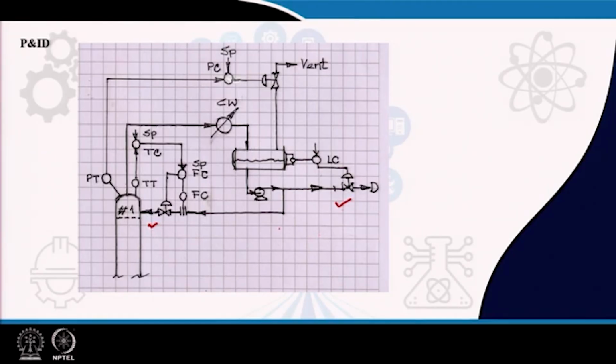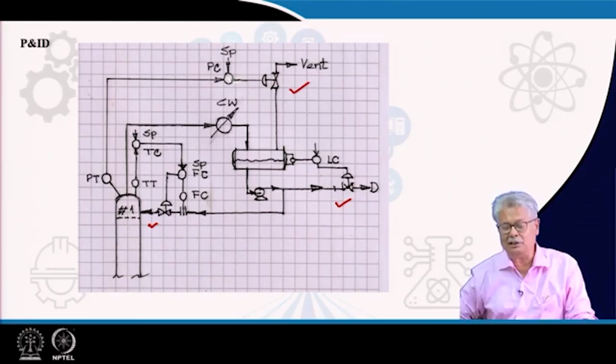This in fact has been told to you while teaching in the other class. The pressure is controlled by the venting, and this is the basic arrangement what you have in the P&ID. But here I exactly cannot call it a P&ID because it does not include the piping details, it only shows the control scheme.